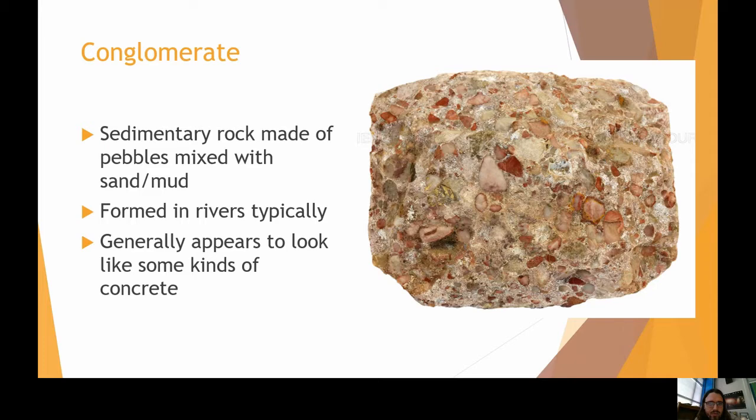All right, so those were all igneous rocks. We're going to shift over to some sedimentary rocks. Our first sedimentary rock to talk about is conglomerate. Conglomerate is a sedimentary rock that has kind of pebbles mixed in with it. So you can see here that this kind of looks like concrete, and it's kind of similar to concrete in the sense that basically it's sort of pebbles that have been cemented together in mud and sand over a long period of time. And typically this is going to form in rivers.